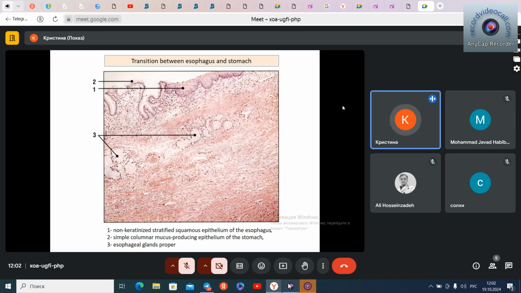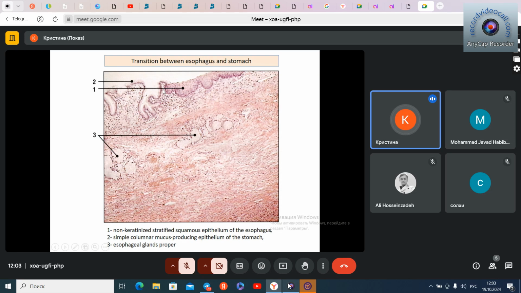And the final histological preparation is the area of transition between the esophagus and the stomach. This is the area where two different epithelia meet together. The stratified squamous non-keratinized epithelium of the esophagus, derived from the precordial plate, meets with the simple columnar epithelium of the stomach, which derives from endoderm. And this is the weak point for the body, because here epithelial dysplasia can happen and the cancer can develop.